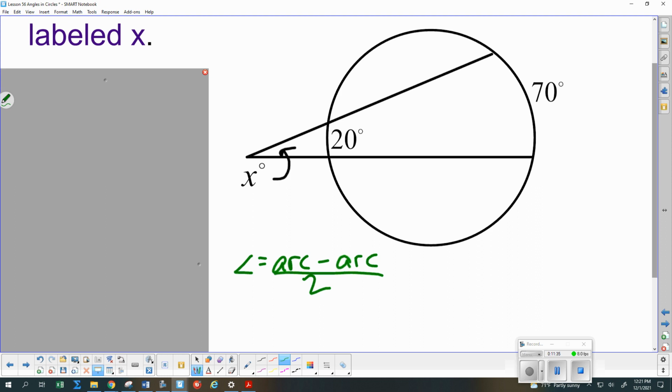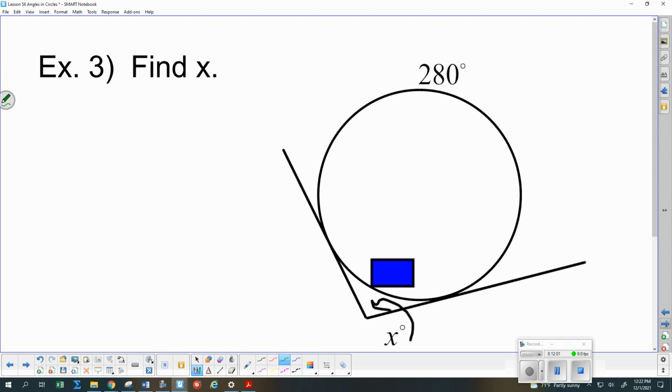X is the angle, so we put that where we just put the angle. Do I want to do 20 minus 70 or 70 minus 20 when I subtract the arcs? Because I want it to end up being positive. So 70 minus 20 over 2 is how much, everybody? Thumbs up, thumbs down for that one. Okay, next one.